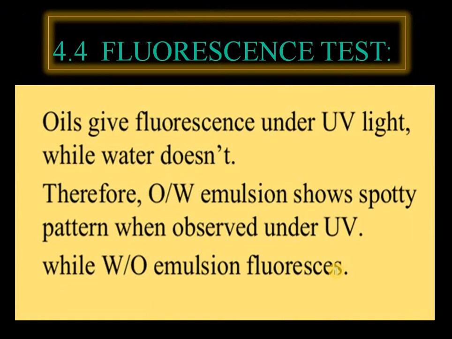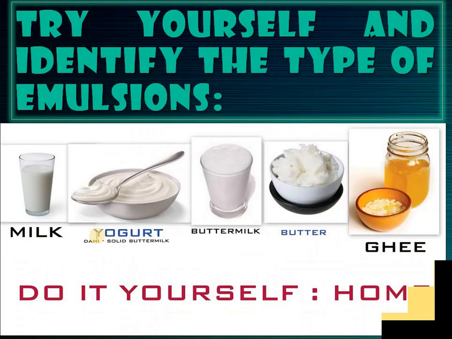Moving to the next test, the fluorescence test. In this test, as we know, oil gives fluorescence under UV light while water doesn't. Under UV light, oil gives a fluorescent color, but water has no color. Therefore, if we check an emulsion and it gives a fluorescence color, it means the oil is present in a large quantity, so it is a water in oil type emulsion. But if we do not observe this type of color, we can say that it is an oil in water type emulsion.